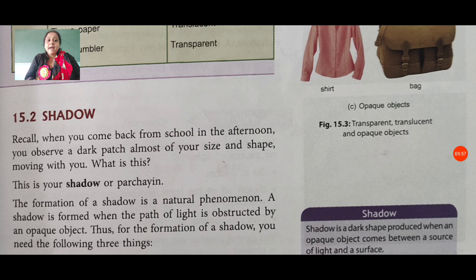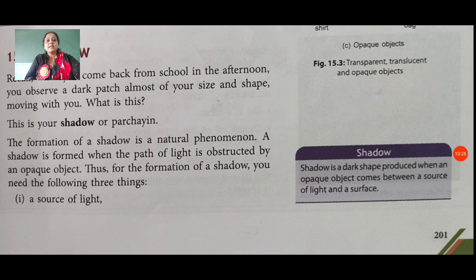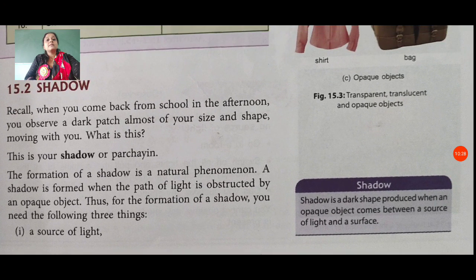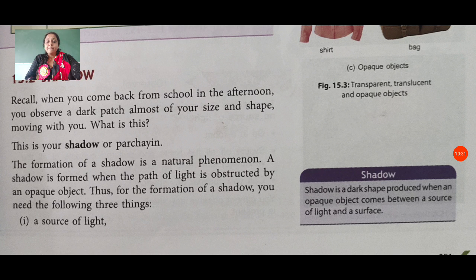The formation of a shadow is a natural phenomenon. A shadow is formed when the path of light is obstructed by an opaque object. Thus, for the formation of a shadow, you need the following three things. Let us look at which three things. In them, the first is a source of light.